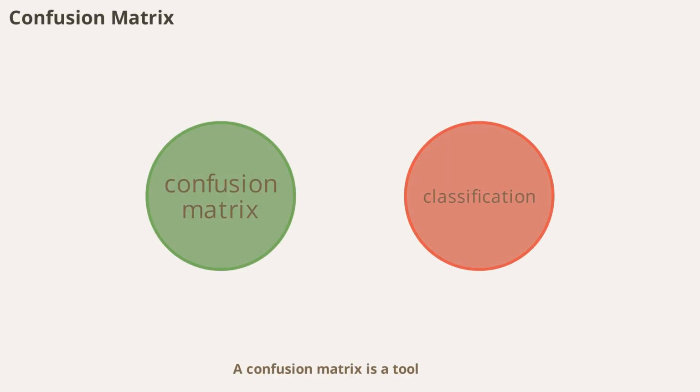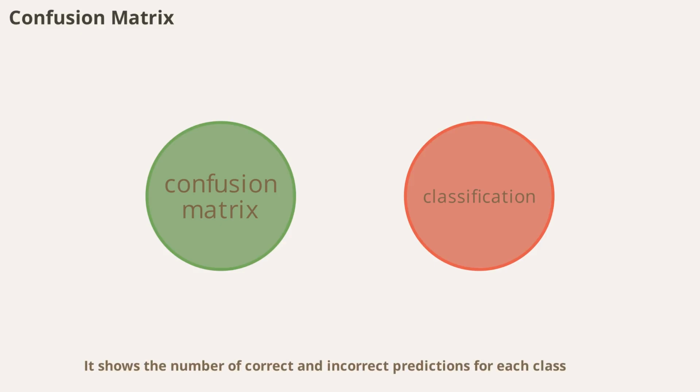Confusion matrix is a tool for visualizing the performance of classification algorithms. It shows the number of correct and incorrect predictions for each class, helping identify where the model is making mistakes. By analyzing the confusion matrix, data scientists can fine-tune models and improve accuracy.